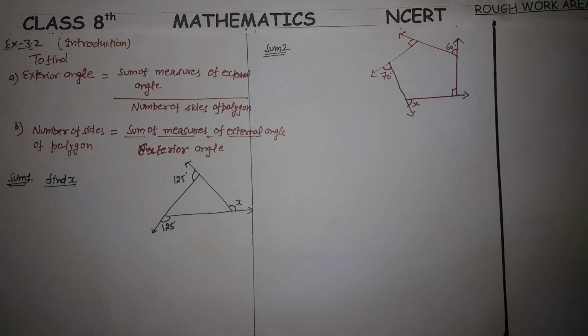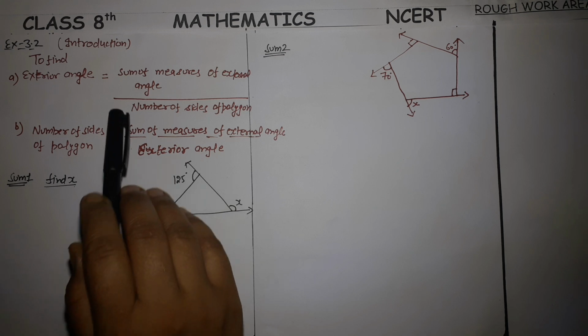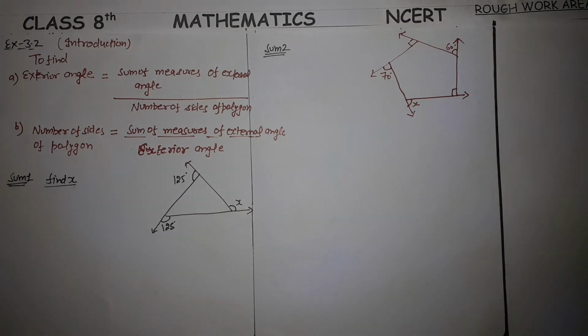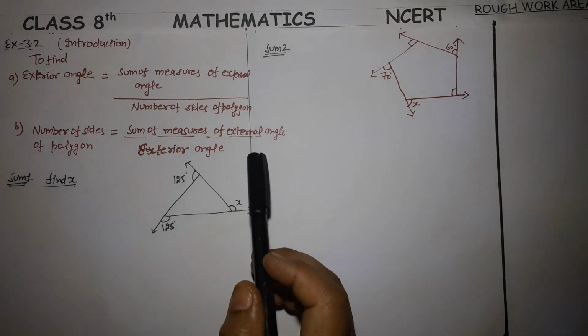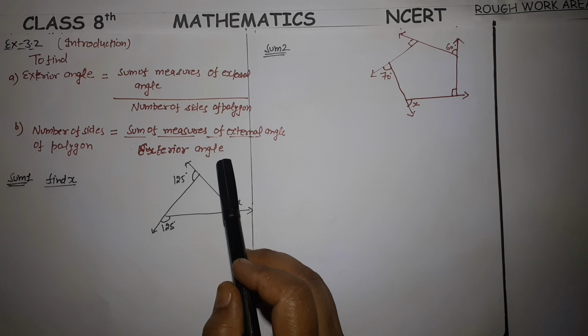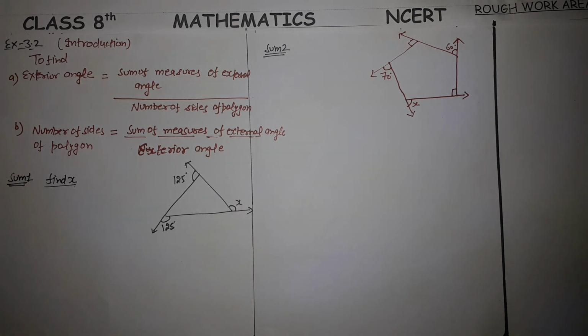To find the exterior angle of any polygon, it is the sum of measures of exterior angles divided by the number of sides of the polygon. If we find the number of sides of any polygon, it is equal to the sum of measures of exterior angles divided by the exterior angle. Based on these properties, we will continue our questions.